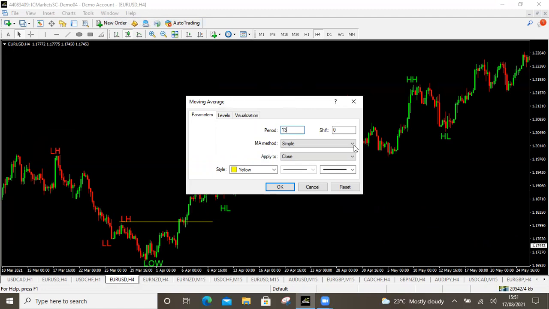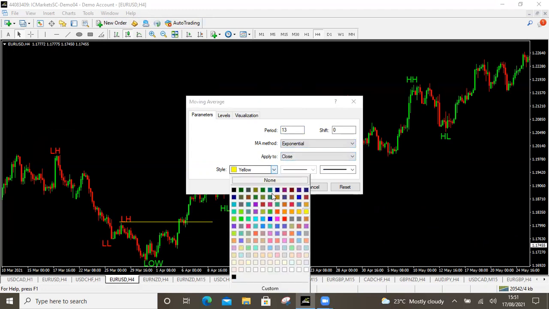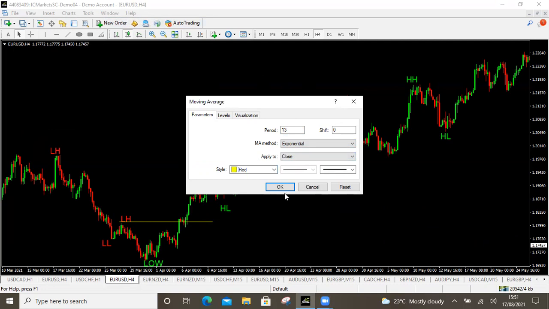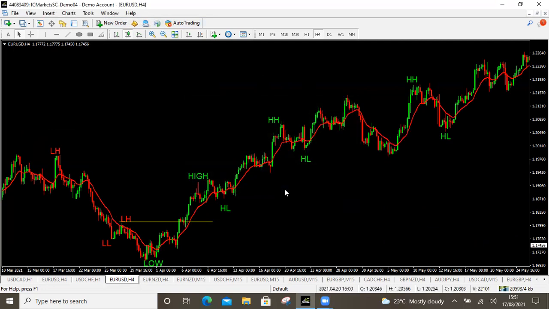This time we're going to change the MA method to exponential. It's usually red. That's why it's called ketchup. So we click OK. And there we have the 13 moving average.